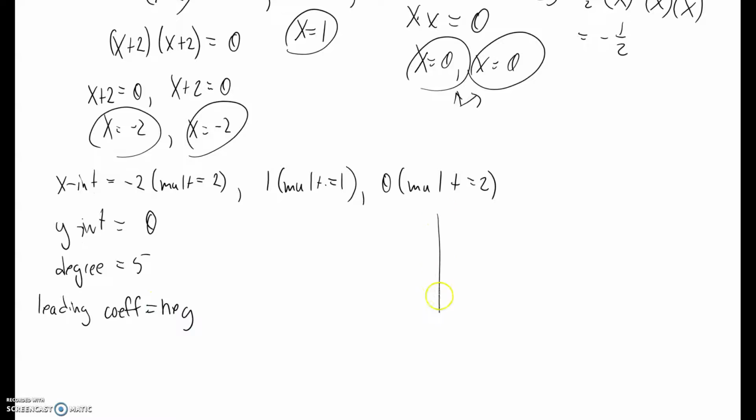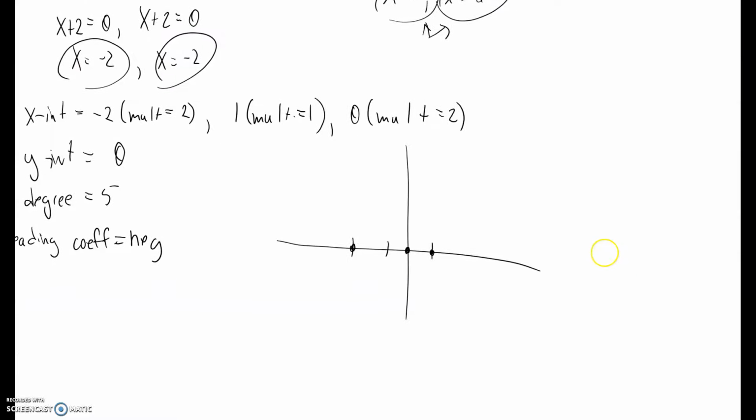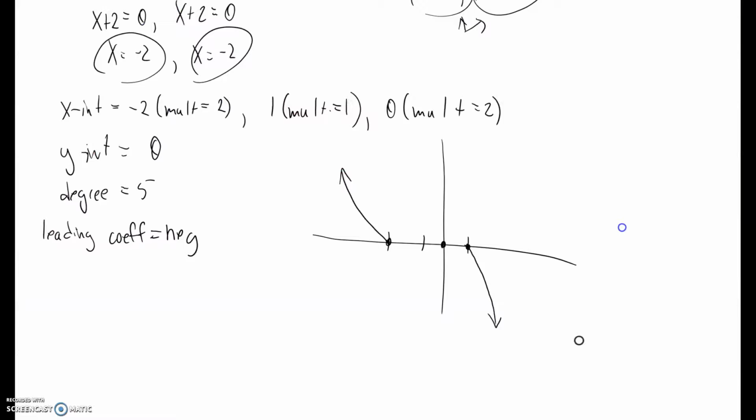So now I have enough information to graph this thing. I'm going to plot all this stuff together and see how it connects. So x-intercepts at negative 2, 1, and 0. The degree is 5 and the leading coefficient is negative. If the leading coefficient is negative, we've seen through our inductive reasoning that it ends going in the negative direction on the right-hand side. And since the degree is 5, the ends of the graph will go in opposite directions. So on the right-hand side, it's going to negative infinity. The one on the left is going to go to positive infinity. If the degree had happened to be even, they would both have gone in the same direction.